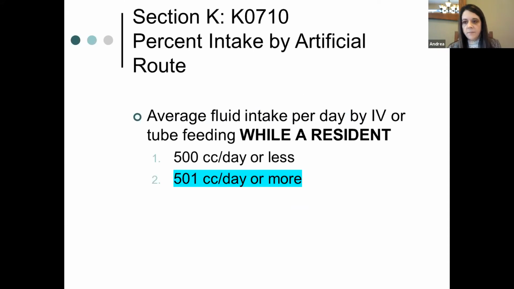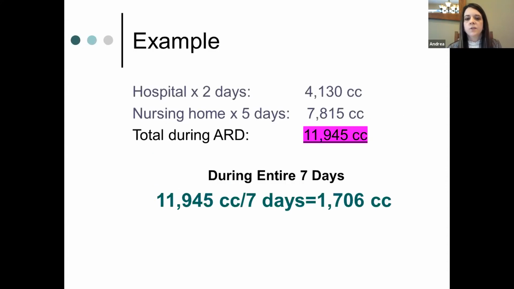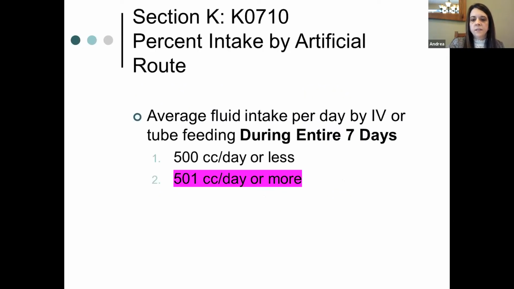On the MDS, they ask whether you've had 500 cc's a day or less, or 501 cc's or more. And so that would be a 2. Again, the total amount received during those 7 days was almost 12,000, and divide that by 7. And then you would again code a 2, so 501 cc's a day or more.